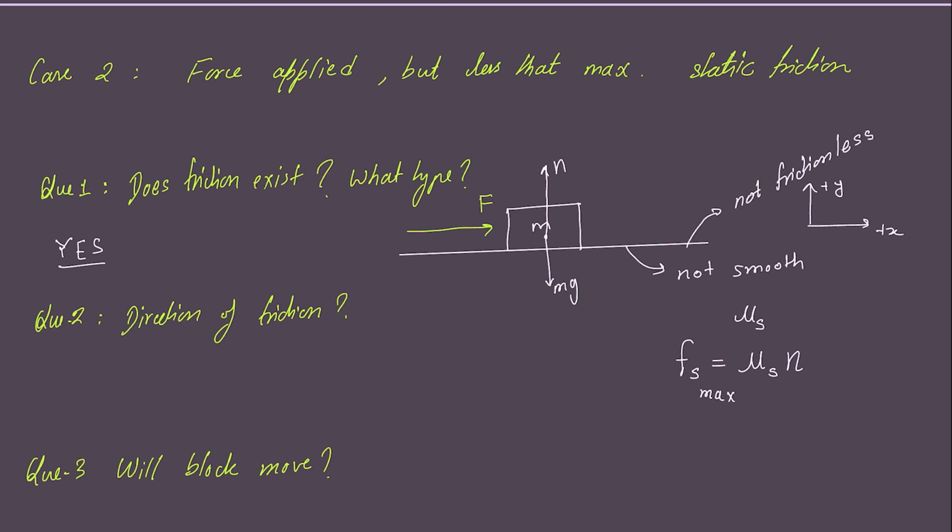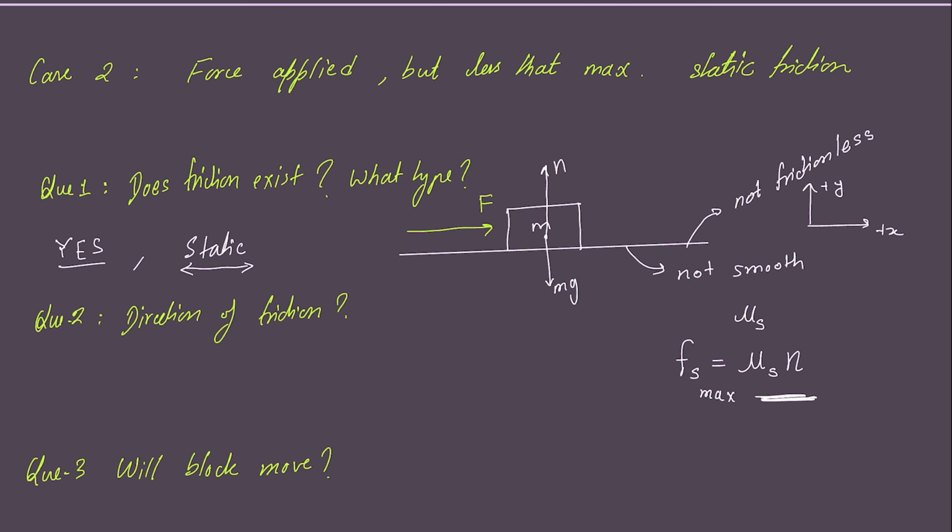Because of this force right here, if this force gets big enough, this block is going to move. That is why there is a tendency of motion, and that's why the friction exists. What type? The answer is static. This is the thing with static friction: it has a maximum value of mu s n. It can supply at most mu s n, but that is the maximum value.